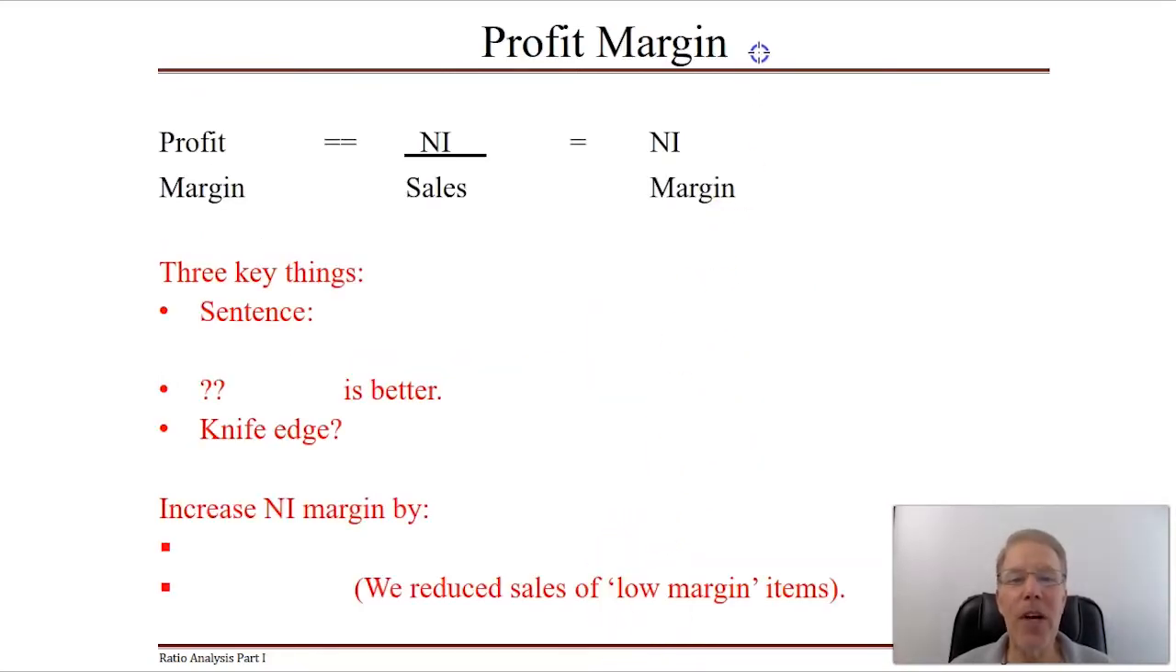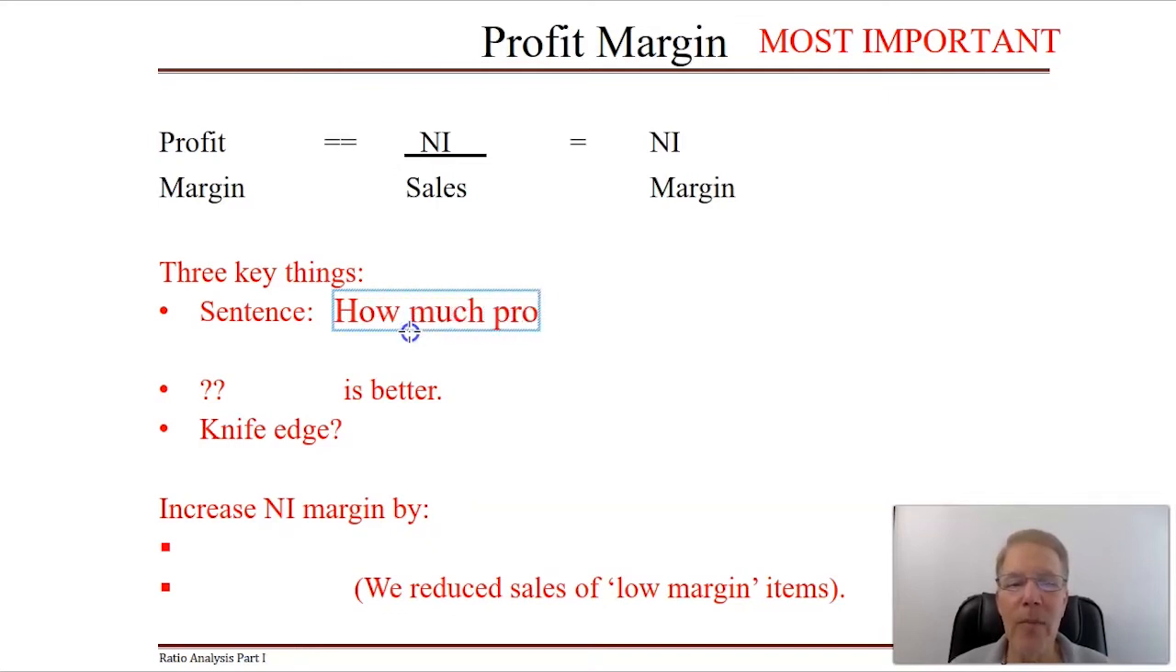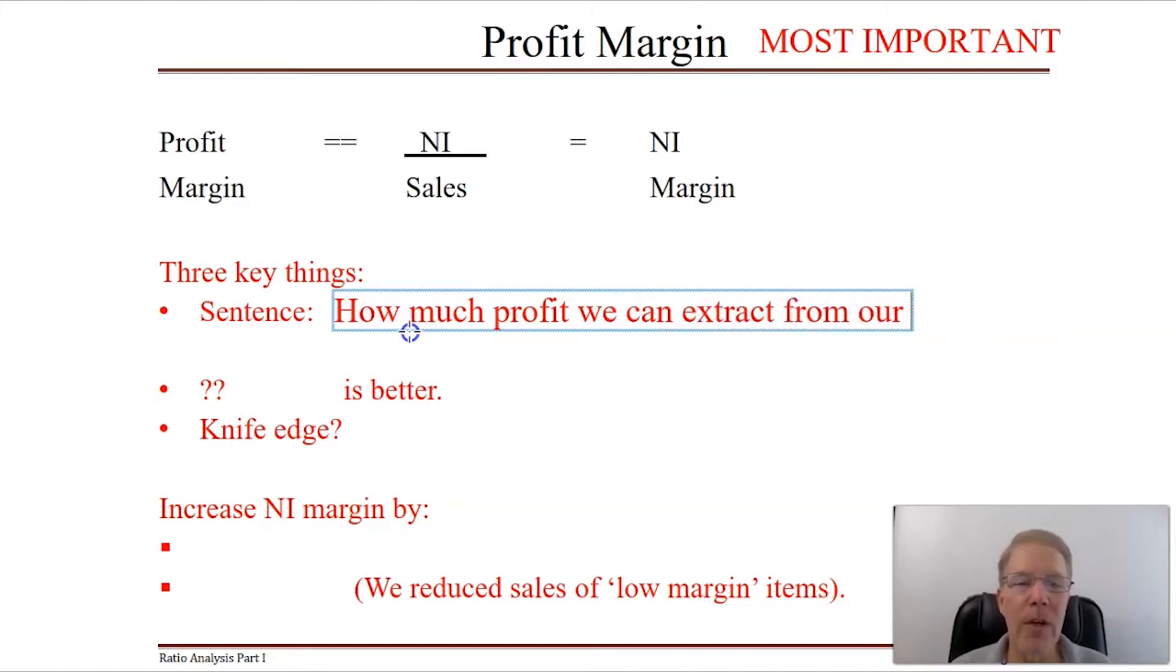Okay, so first up, profit margin. This is the most important. This is our most important margin ratio. It is net income over sales, also called the net income margin. Let's think about this in terms of our three things. We want one sentence that describes the essence of this and implies why it's important. So this is something like how much profit we can extract from our revenue, where we remember that revenue and sales mean the exact same thing.